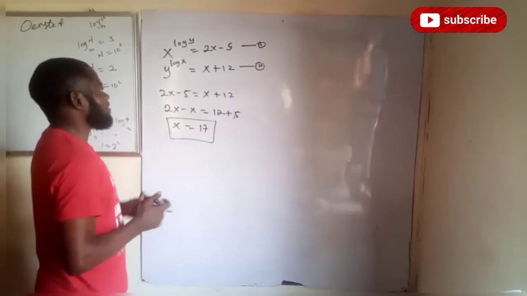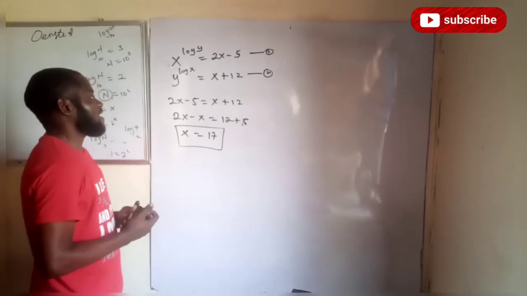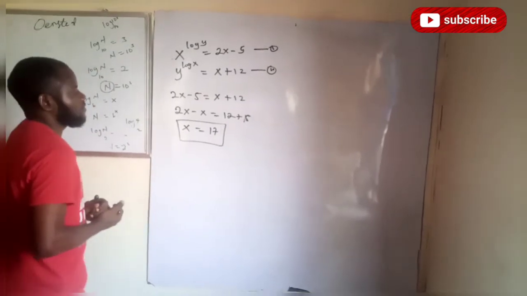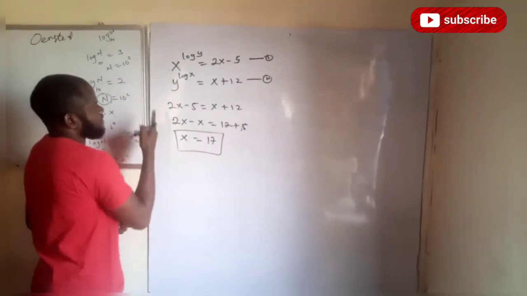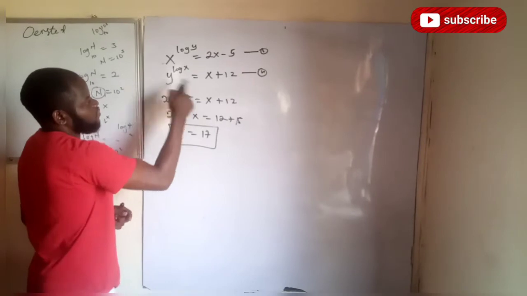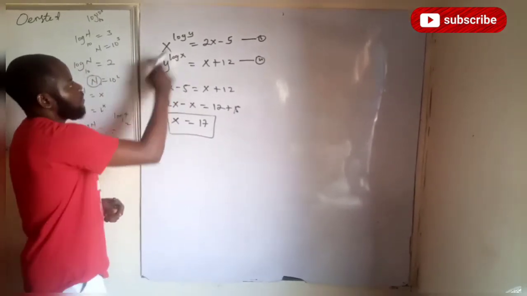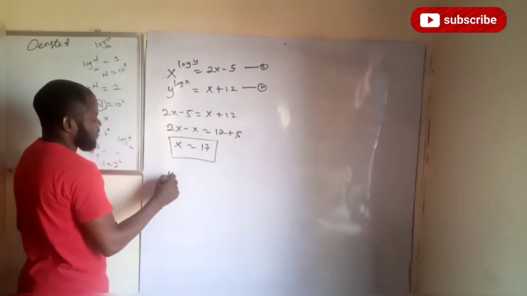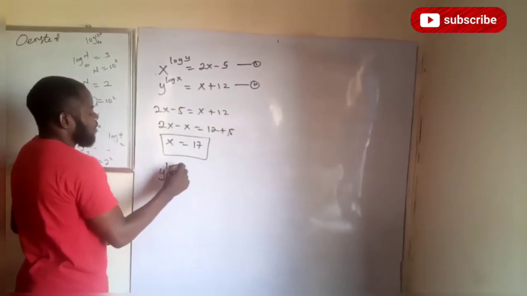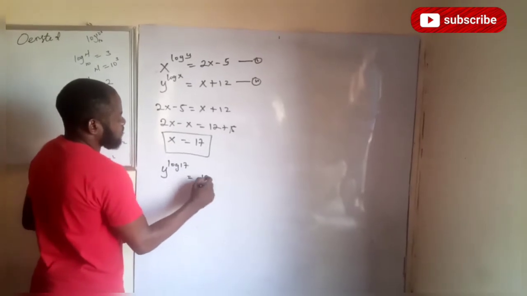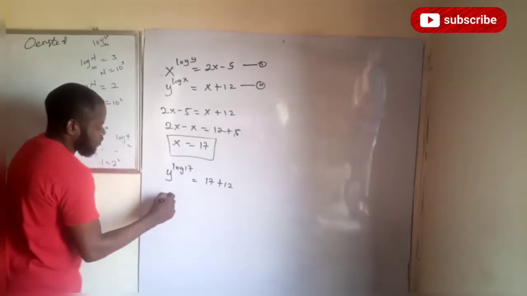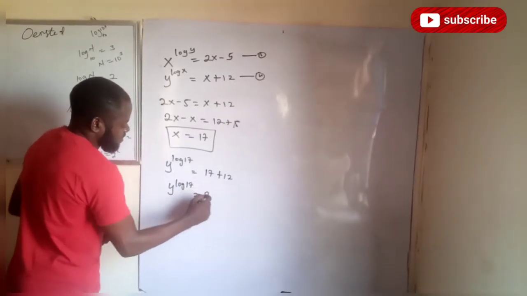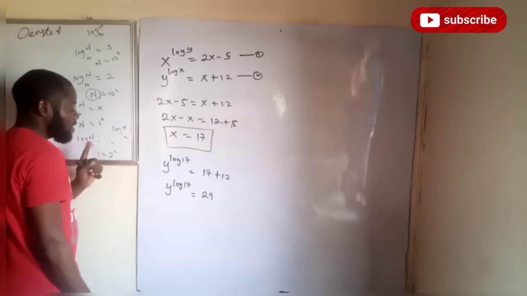If that should be the case, can I get the value of y now? Yes, I can get the value of y by putting the value of x into equation 1. Actually, let me put it in equation 2 so that it will be easier. I will not have to take log of both sides again. So putting this in equation 2, I have y to the power of log 17 equals 17 plus 12. So y to the power of log 17 actually equals 29, right?